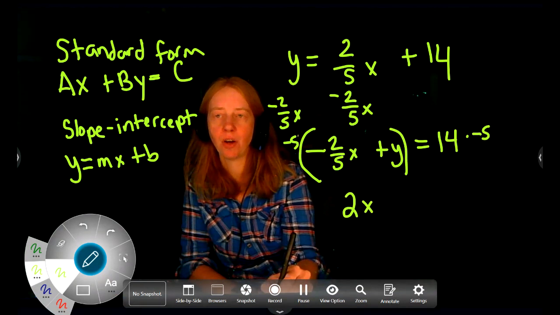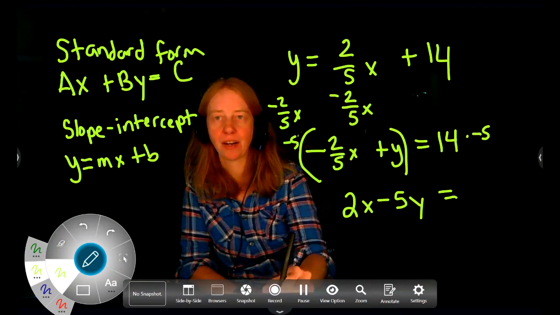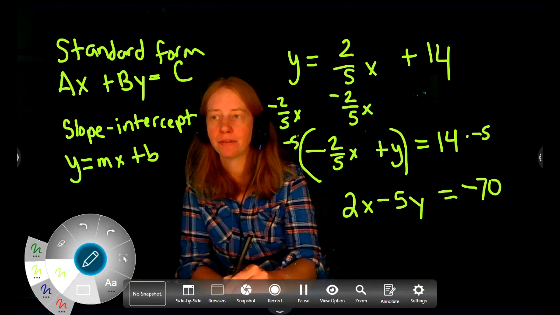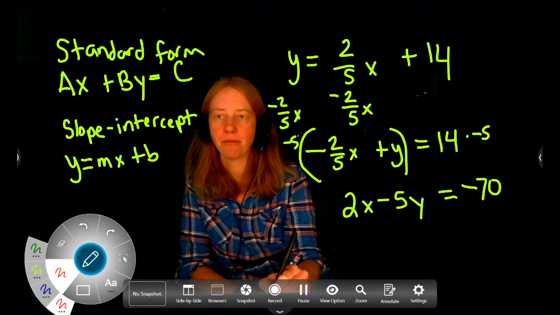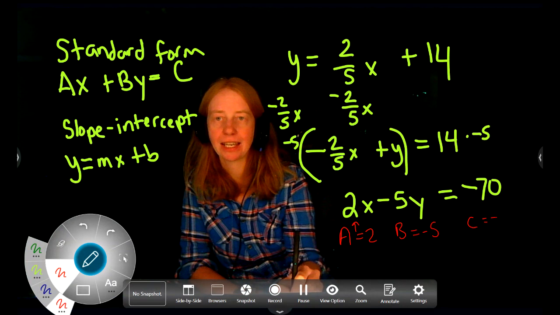My -5 also gets distributed to the y. So now I have -5y equals, and then 14 times -5 is -70. Okay, so now I have converted it to standard form. And if I were to identify my a, a is 2. I'm just going to write that. My b is -5. And my c is -70.